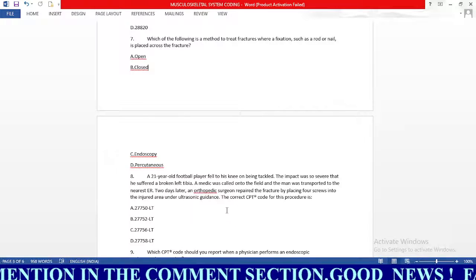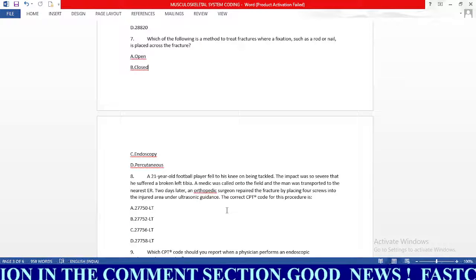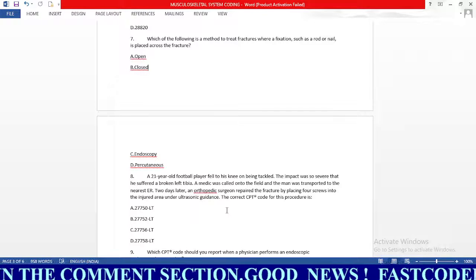So always remember to learn the modifiers. Those are very important.